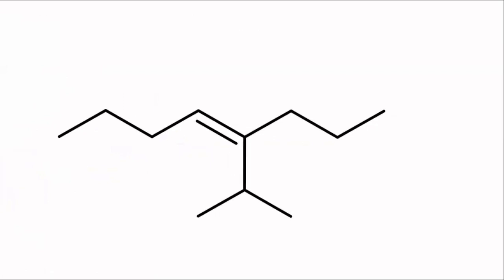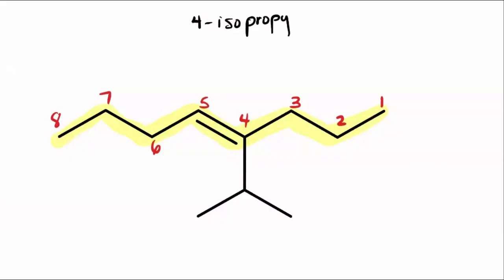First, we're going to take a moment and name the molecule. To name this molecule, the parent chain is this. The number of carbons that we have here are 1, 2, 3, 4, 5, 6, 7, 8. So this means that the name of this molecule is going to be 4-isopropyl 4-octene.